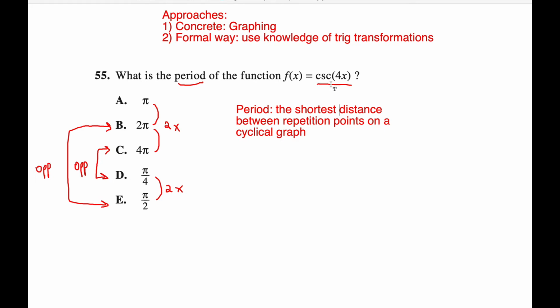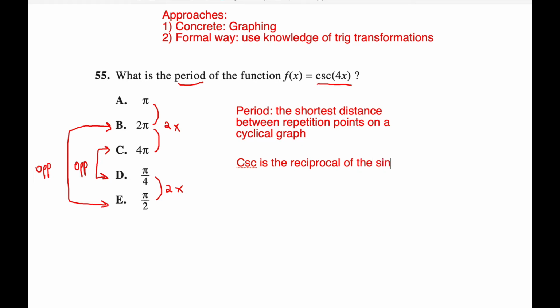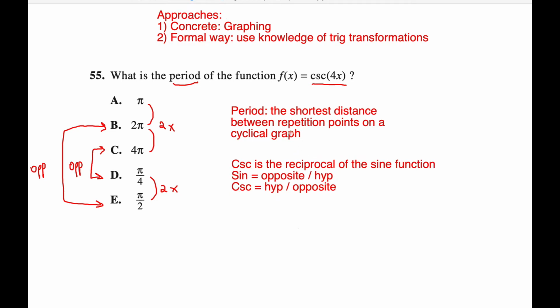And then the other thing that we need to be familiar with for this question is the definition of cosecant. The way cosecant is defined, cosecant is essentially the reciprocal of the sine function. And we should know that sine is opposite divided by hypotenuse. And so the cosecant is going to be the hypotenuse divided by the opposite side. Now, with these two definitions in mind, we are in a great position to solve this question.